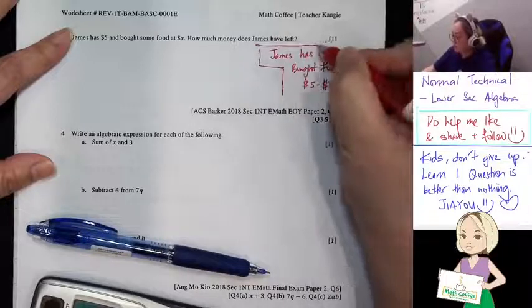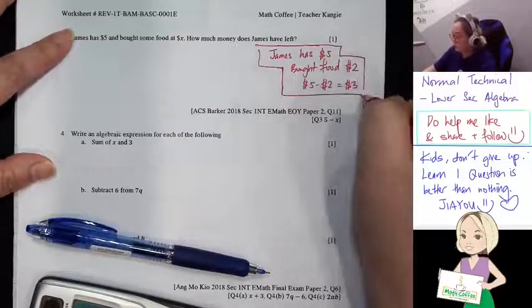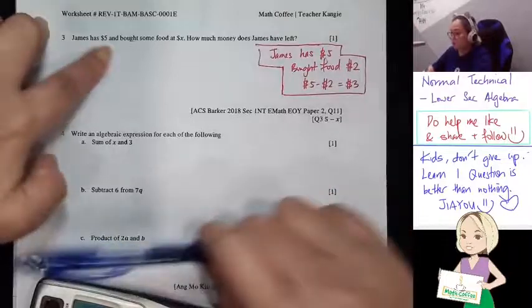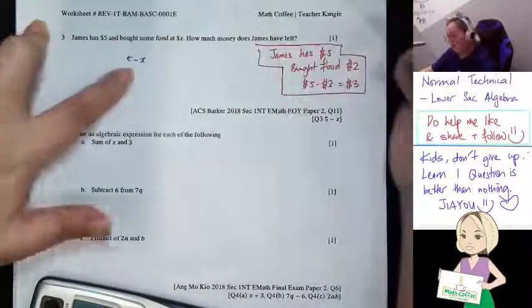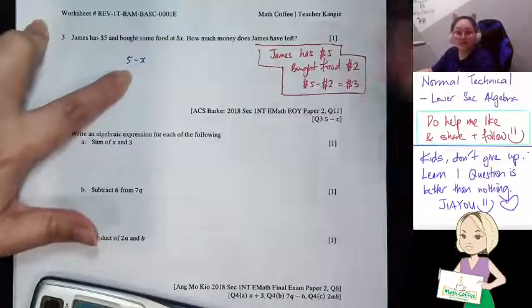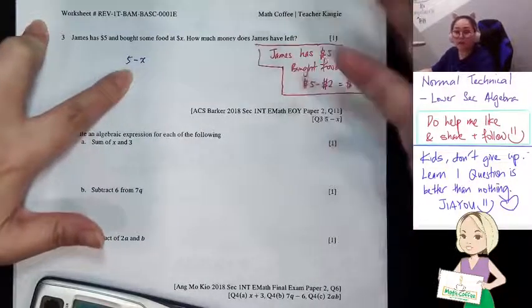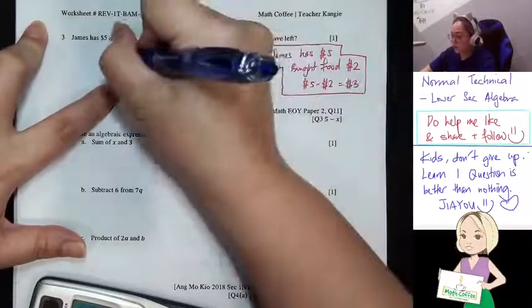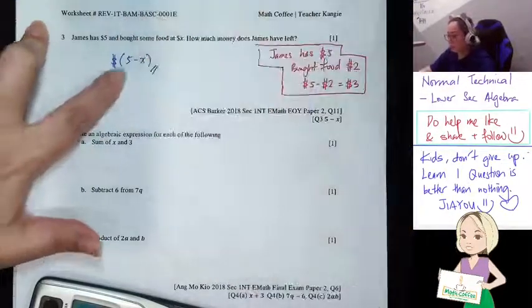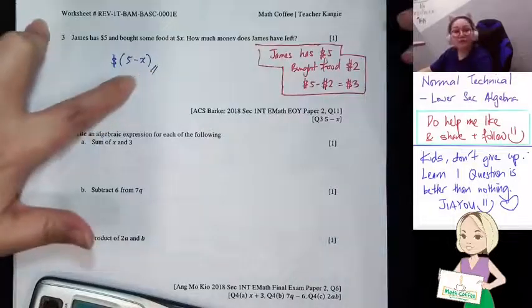Algebraic expression is also the same thing. So the working will still be 5 minus x. Again, 5 is a number, x is algebra, so they are like apples and oranges. You cannot simplify further. So just put a bracket and say that this is the amount that he has left.